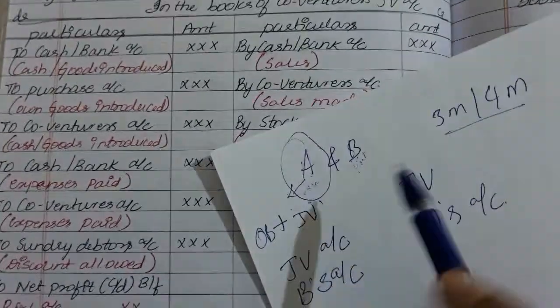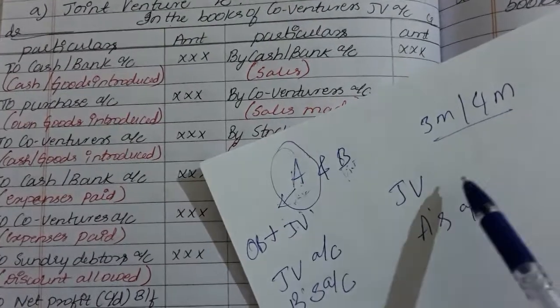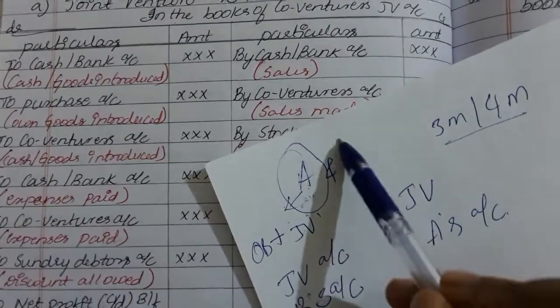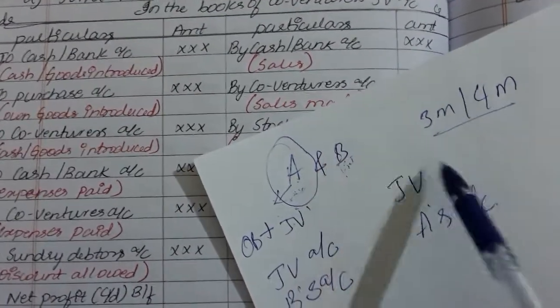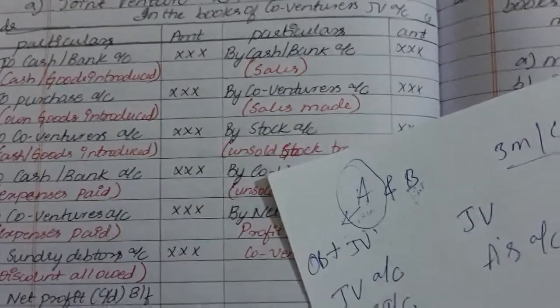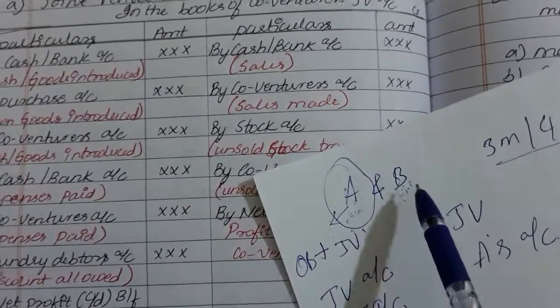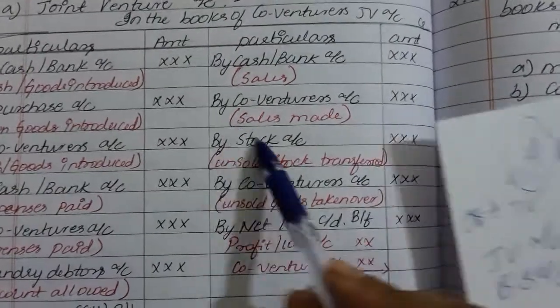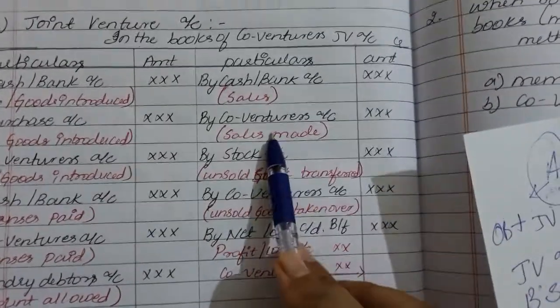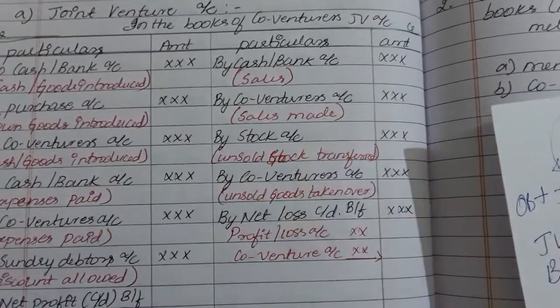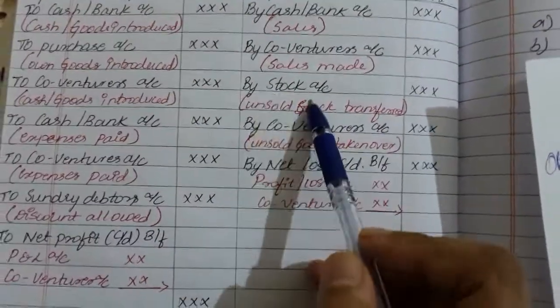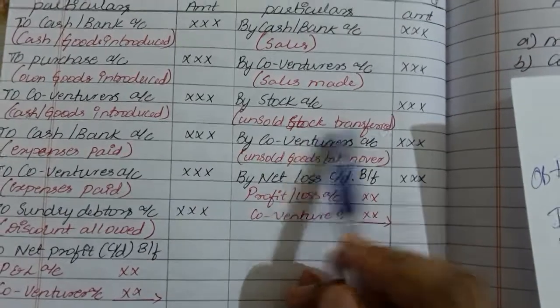So for example, what happens in a joint venture, goods have been produced. Here B will take the responsibility of selling that particular goods. At that time B has made the sales, so we need to write down: co-venturers account, debtor. If we credit over here, similarly in the co-venture account we need to debit, right? So next, coming on to by stock account, unsold stock transferred.